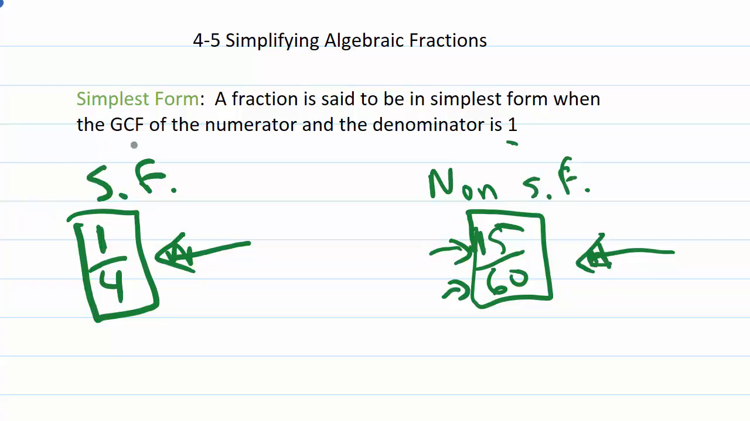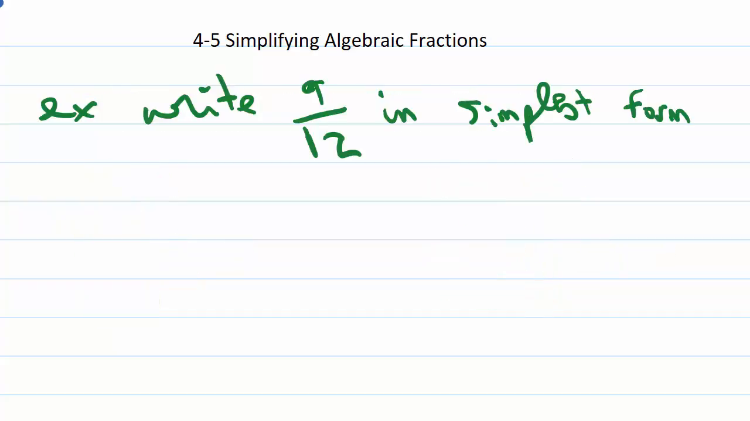So we want to always reduce our fractions to simplest form. And the way we do that really isn't overly complicated. Let's have a look. If we were asked, for example, to write 9/12ths in simplest form, okay, hopefully you can see that this is not in simplest form because there are factors that divide evenly into 9 and into 12 that are not 1. Right? I can find something that divides evenly into 9, and that thing also divides evenly into 12.